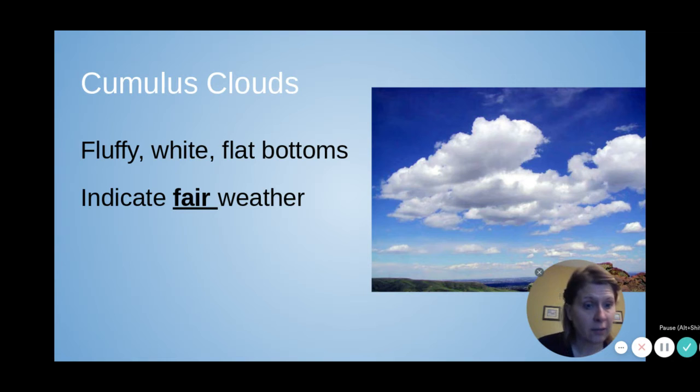cumulus. I just gave you another name, a cumulus cloud. It's the poofy white clouds. I always think they look like big, giant globs of cotton balls or cotton candy. They are white, fluffy, and have a flat bottom, normally, generally indicating fair weather.